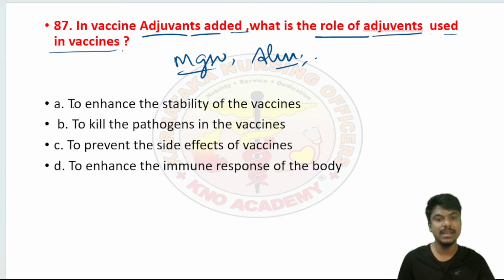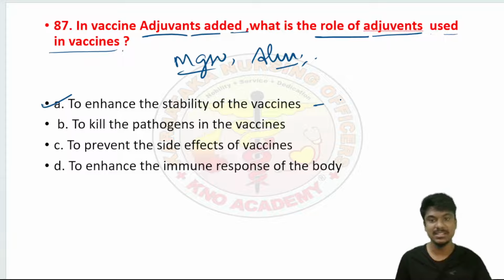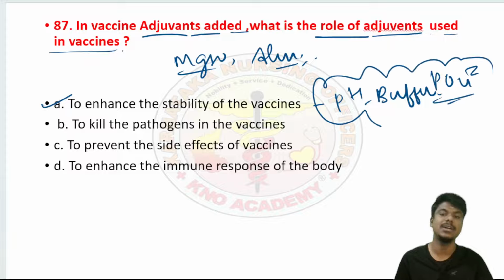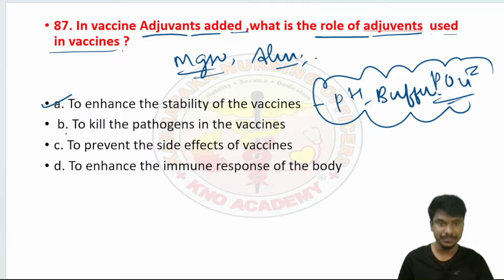Option A, to enhance the stability of the vaccine. No, we will not add any magnesium or aluminum adjuvant to increase stability. We maintain the pH with buffers, like phosphate buffer, to maintain vaccine stability, not adjuvants. Option B, to kill the pathogens in the vaccine, is not the answer. No. Option C, to prevent the side effects of the vaccine.